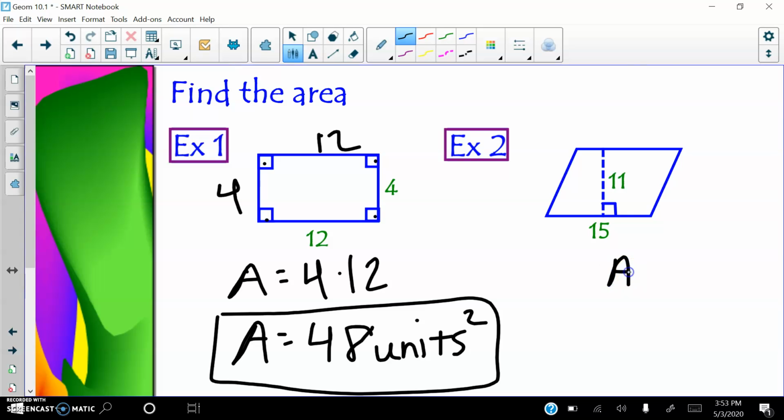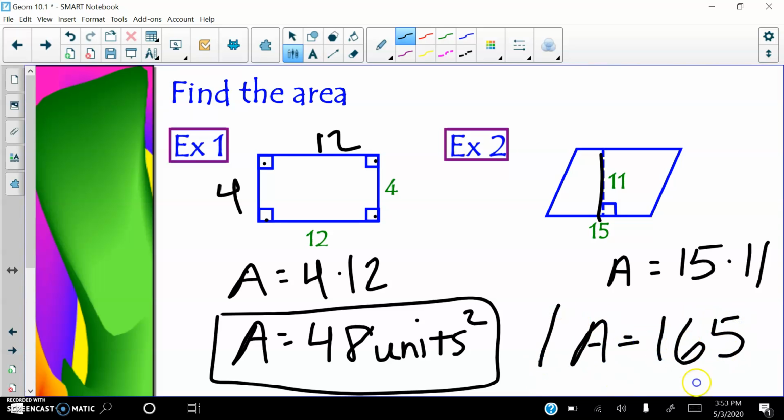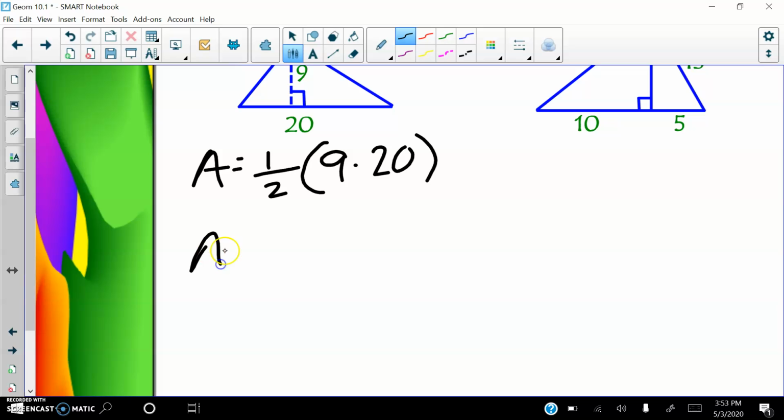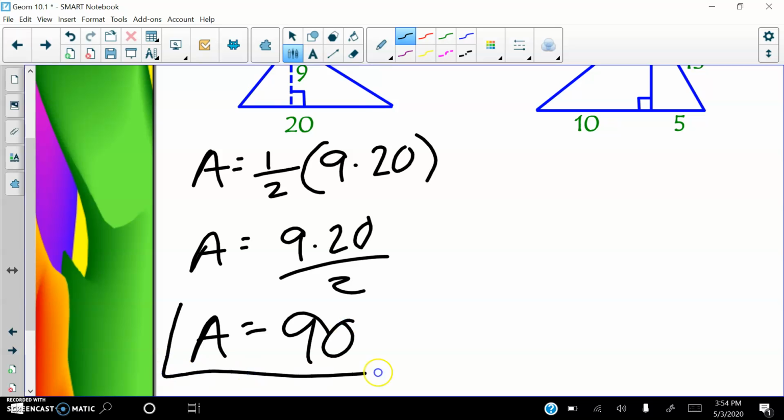For this, the area, the base is 15. The height of this is 11. If we do 15 times 11, do some quick maths, 165. All right, we got a triangle, so we're going to do area 1/2 times 9 times 20. You can also write this, if you want to, as 9 times 20 divided by 2. Either way is perfectly fine, but if we do some quick maths here, we get 90.